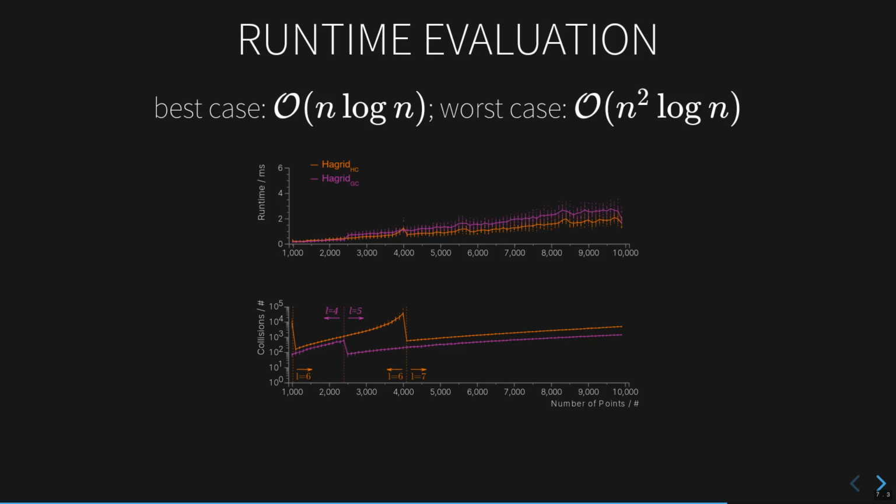The second chart shows the number of collisions that happened. Here we used a log scale. The spikes appear when the respective space filling curve reaches the maximum allowed points for the used level. The chart shows that, as expected, more collisions increase the runtime slightly.